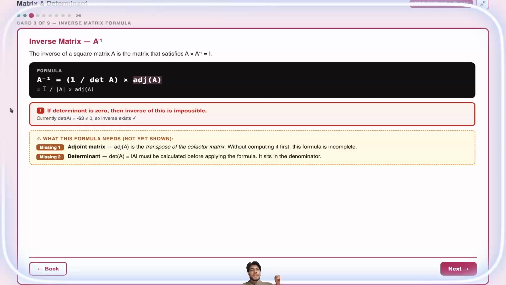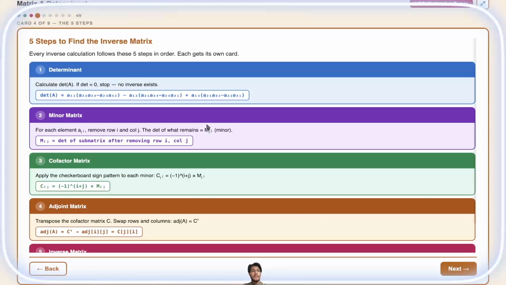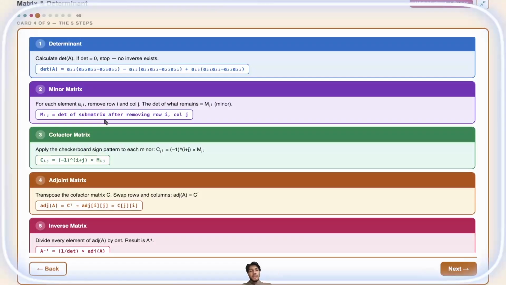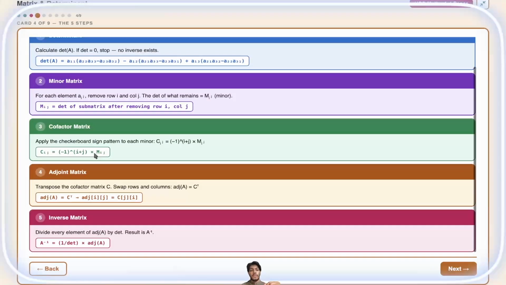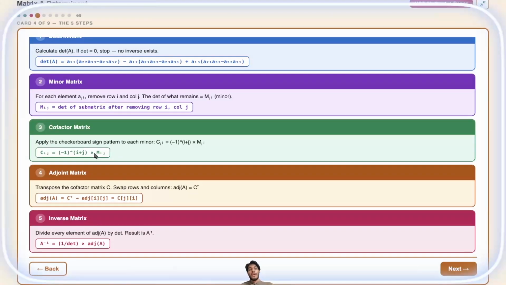Currently you can see the determinant of our matrix is negative 63, which is not equal to 0, so the inverse exists. First we are checking whether the inverse of the matrix exists or not. Since we have two unknowns, the adjoint matrix and the determinant, here are the 5 steps to find our inverse matrix. The determinant, finding the minor matrix, then getting the cofactor matrix, then transposing that cofactor matrix to get our adjoint matrix, and then our inverse matrix by putting the adjoint matrix and determinant into the formula.